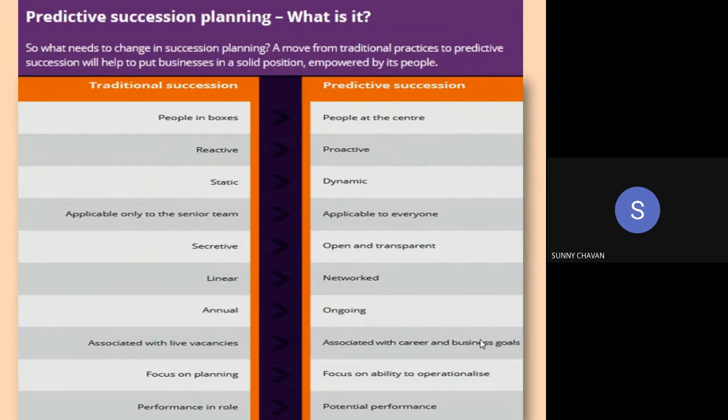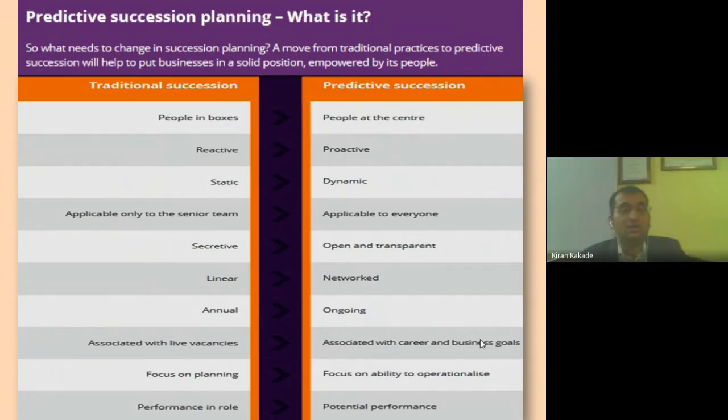Predictive succession. People at the center. Proactive, dynamic, applicable to everyone, open and transparent, networked, ongoing, associated with career and business goals. Focus on ability to operationalize potential performance. So this is the differentiation between predictive succession and traditional succession.